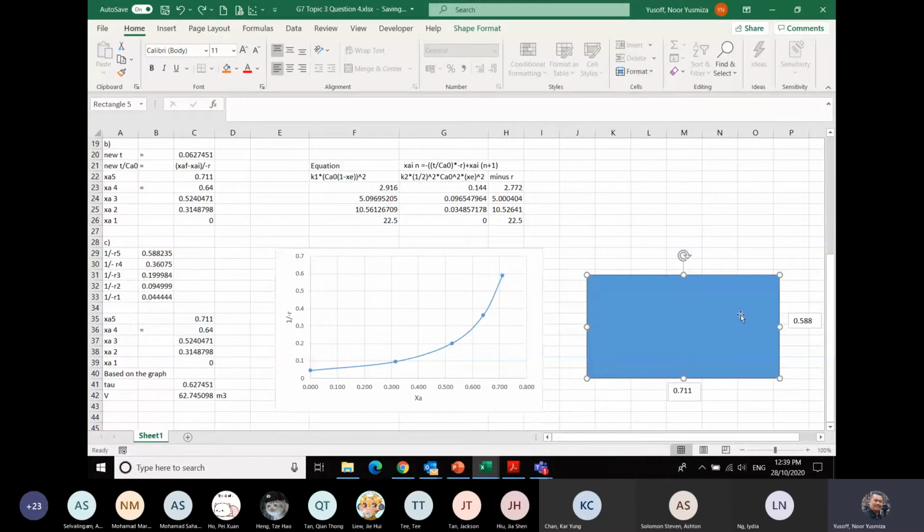So what does this area represent, Kayong? The volume. The volume. No, the top, how to say? The tau, right? The tau over CA naught. Yeah. Tau, yes. So coming back to the design equation, basically, it is the tau over CA naught, which equals XAF minus XAI. So tau over CA naught equals XAF minus XAI divided by minus RA, right? So basically, the second part here, which is the right hand side of the equation, is nothing but the area of this rectangle. And once you calculate the area, that value is tau over CA naught.